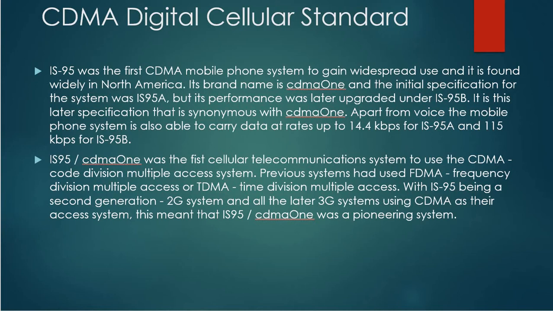Previous systems had used frequency division multiple access or time division multiple access, TDMA. With IS95 being a second generation (2G) system, and all the later 3G systems using CDMA as their access system, this meant that IS95 CDMA1 was the pioneering system.